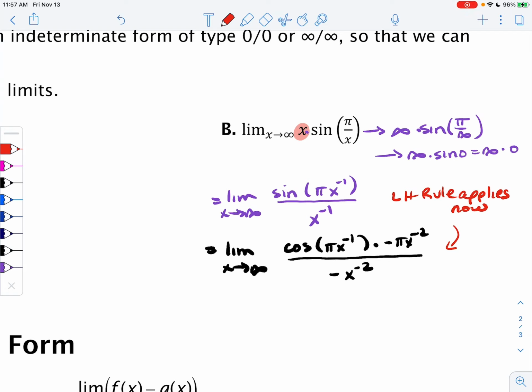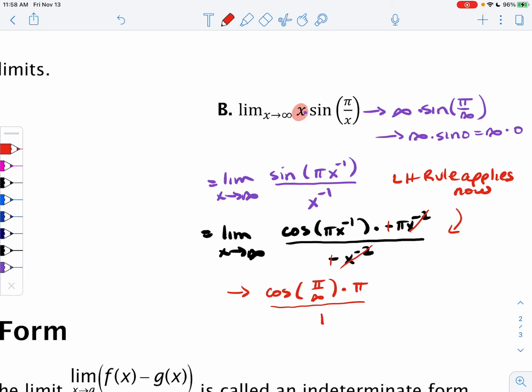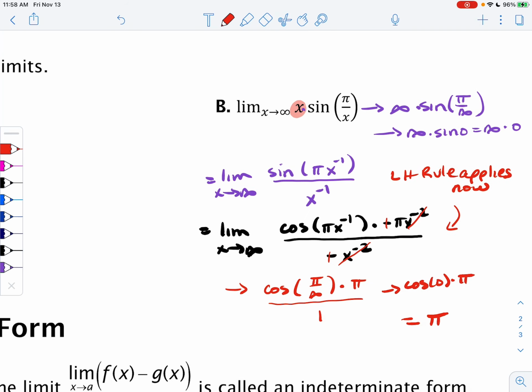I'm going to clean things up. I can see that I can cancel factors of x to the minus 2 and x to the minus 2. I can also cancel my minus 1s and minus 1s, and so that's going to be a plus and a plus. And now I'm going to try again, and when I calculate my limit, I'm going to cosine of pi over infinity times pi over 1, right? Because we don't have any other denominator. And that is going to cosine of 0 times pi, and we know that cosine of 0 is 1, and 1 times pi is pi.